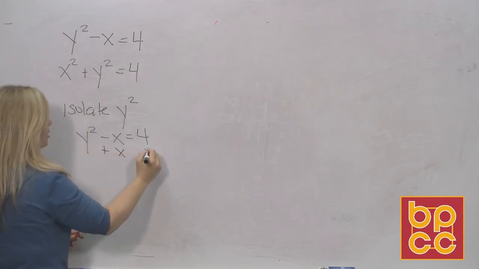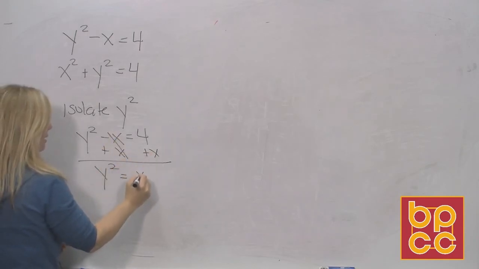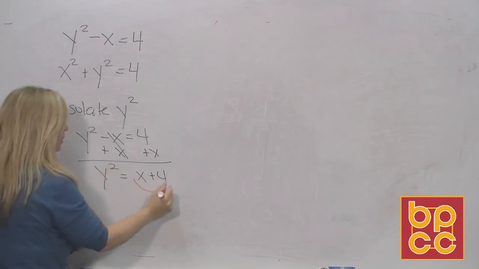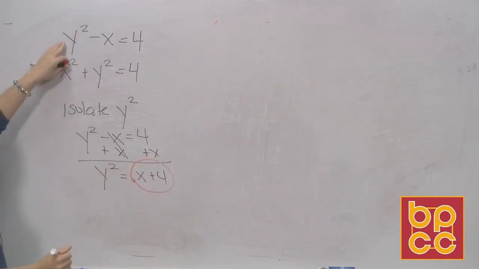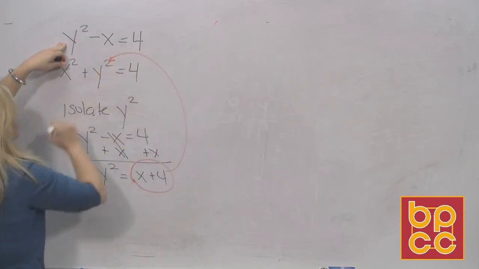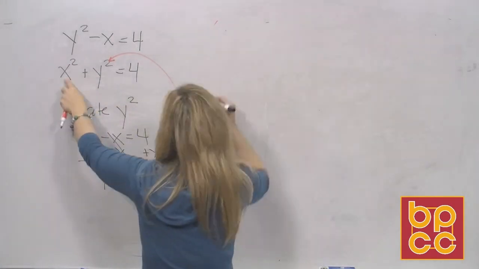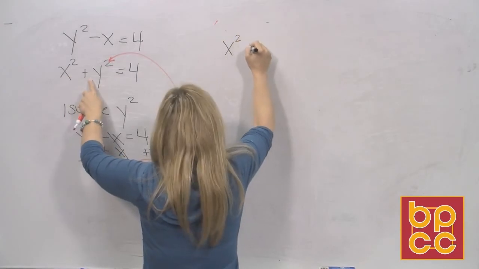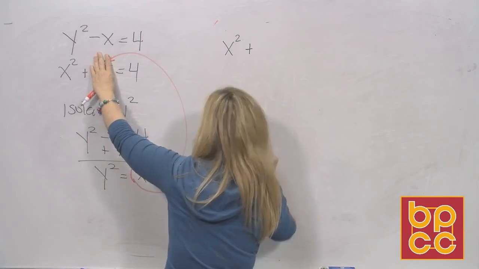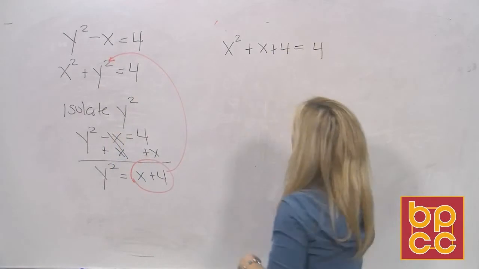So I'd add x here, and I would get y squared equals x plus 4. That means when I see my y squared, I'm going to replace it with x plus 4. Don't go back to this original. You've already worked with it. Go back here. That's what we're going to replace. So our new equation is going to be x squared plus, I'm not replacing y. What am I replacing? y squared. So all of that is gone, and it's going to get the x plus 4, and it equals 4.